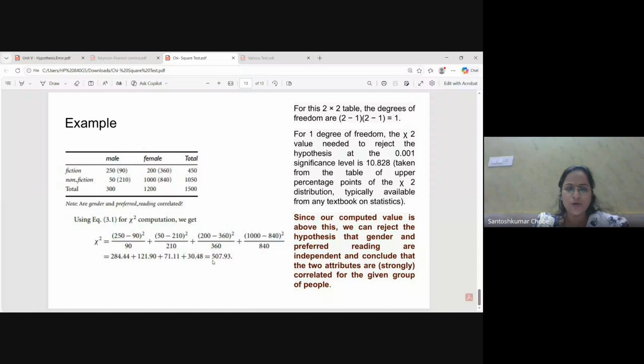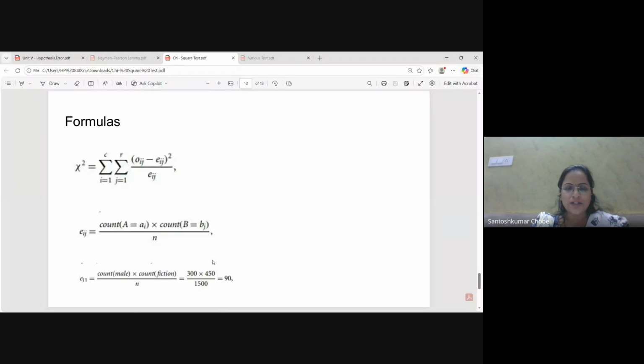And then I hope you all know how to calculate the expected value over here. The expected value is calculated in this manner. So I wanted to calculate E11, that is the male and the fiction, correct? Count of total male times count of total fiction divided by number of candidates. There are 1500 people. So what is the count of total male? We have 300 total male. What is the count of total fiction? We have 450 total fiction count, and that is divided by 1500. The value is 90, correct? I hope this is clear with all of you, how this value has come.